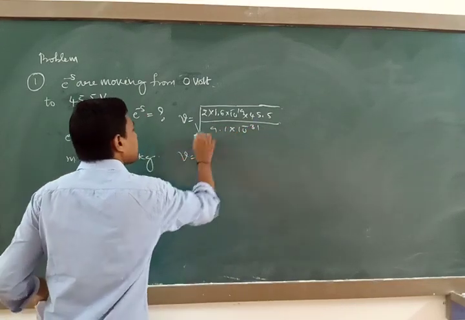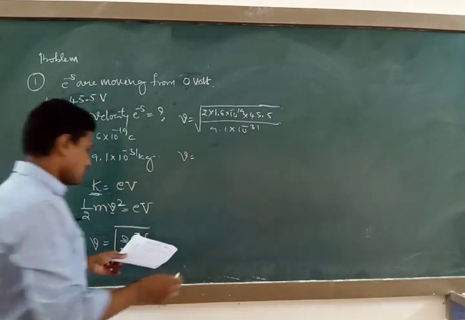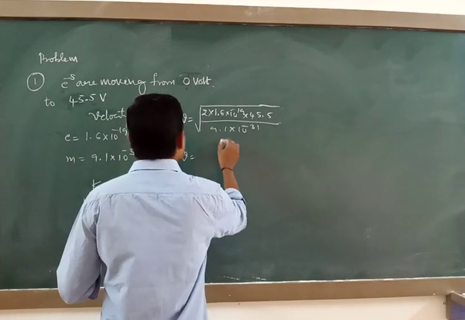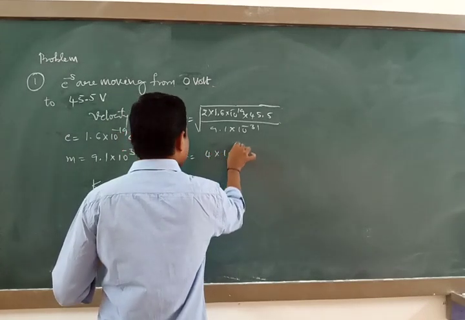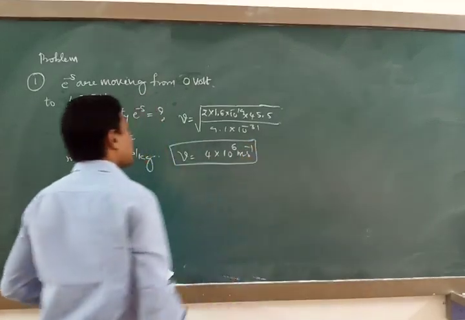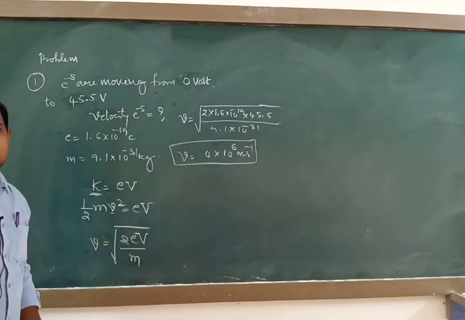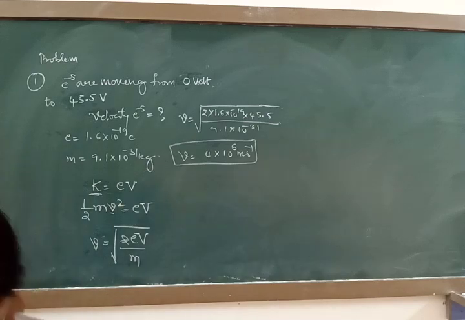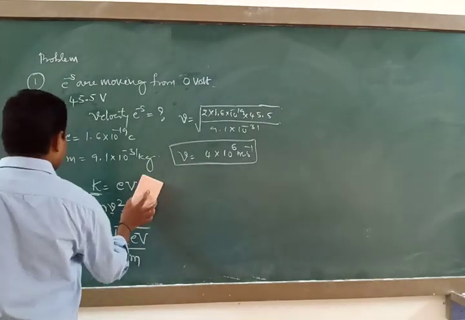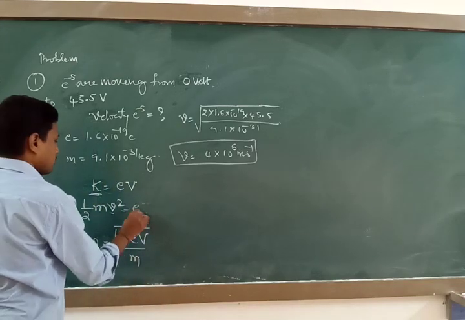If you simplify this square root and all, you are getting the answer 4 into 10 raised to 6 meter per second. The answer you are supposed to get is 4 into 10 raised to 6 meter per second. I think you are going to do it, so perform the mathematics here. If you simplify, you will get the result 4 into 10 power 6 meter per second.